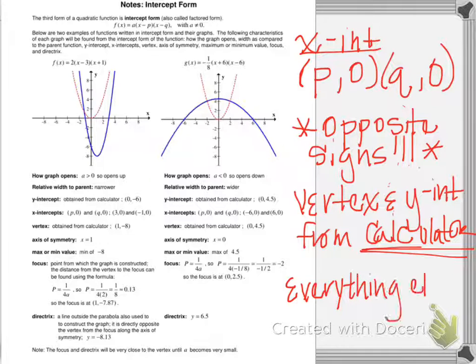Everything else is going to be exactly the same as we've been doing. Your focus, you're still going to find the same way. Your axis of symmetry is going to come from the x value of your vertex. Your min or max value is going to be the y value of your vertex. So all of that is going to be exactly the same, so I'm not going to go over all of that again. We're just going to do some examples.